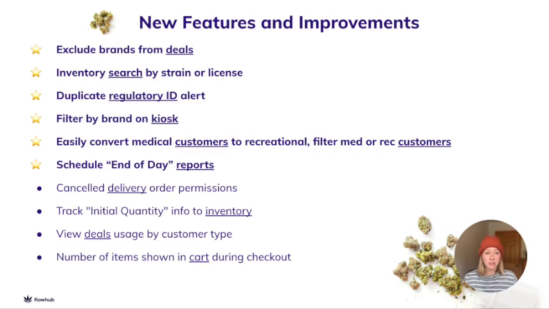We've also added in some tracking of initial quantity information to inventory. So you can now see that on the summary sidebar, the initial quantity that you brought in. That's great if you're trying to run any sort of cycle count reporting. And we've also added the ability to view deals usage by different customer types, along with showing you now in the cart how many items are in the cart.